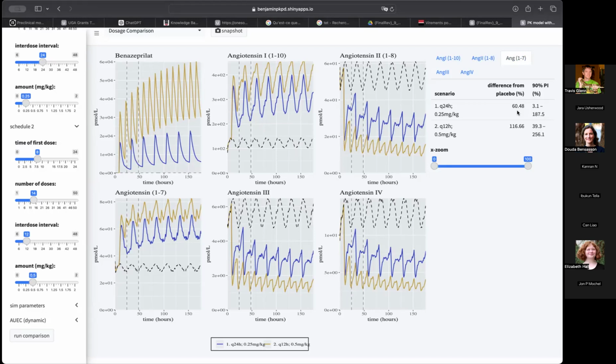And it seems that, if you go from the low dose to the high dose, you do have a significant benefit in terms of inhibiting the negative arm of the RAS, which is angiotensin 2, and stimulating this time the positive arm of the RAS, which is angiotensin 1.7. So that's exactly what you want to see. You want to reduce the negative arm and stimulate the positive arm. And overall, you manage to do this much more effectively by using the higher dose of 0.5 mg per kg twice a day in those dogs.